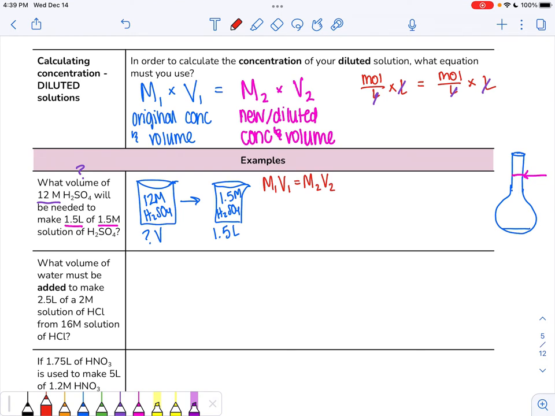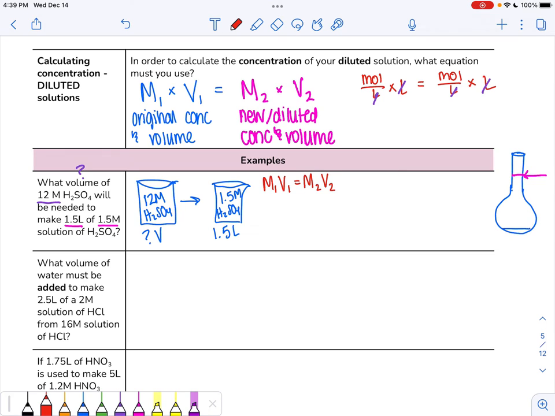So if I set up my formula, I have M1V1 equals M2V2. I know information about my new diluted concentrated acid. What I want to find out is V1, the volume I need to add to my original acid.